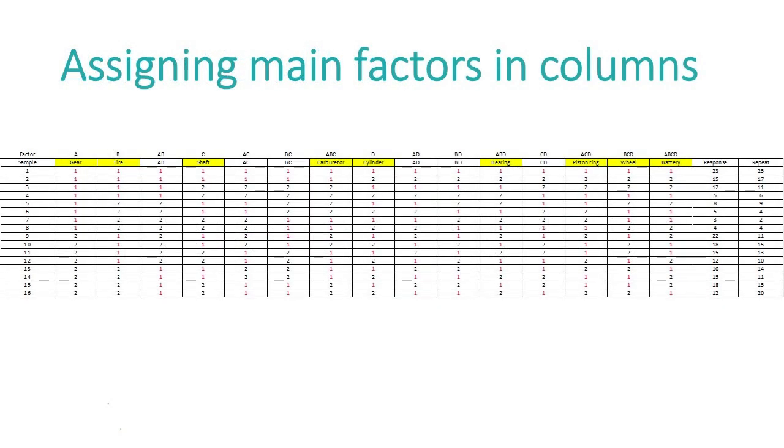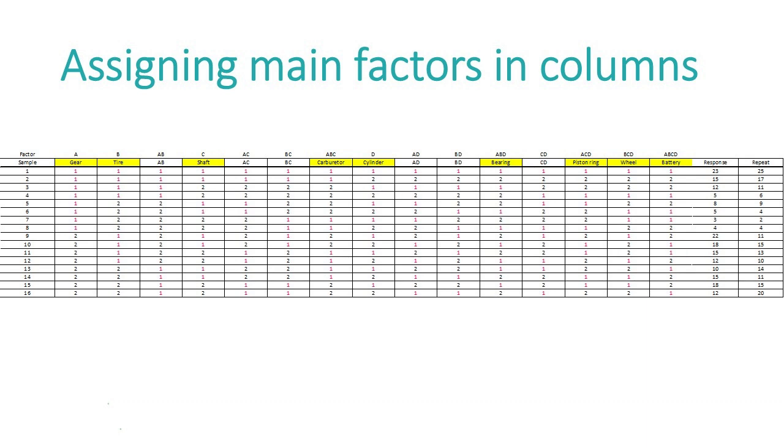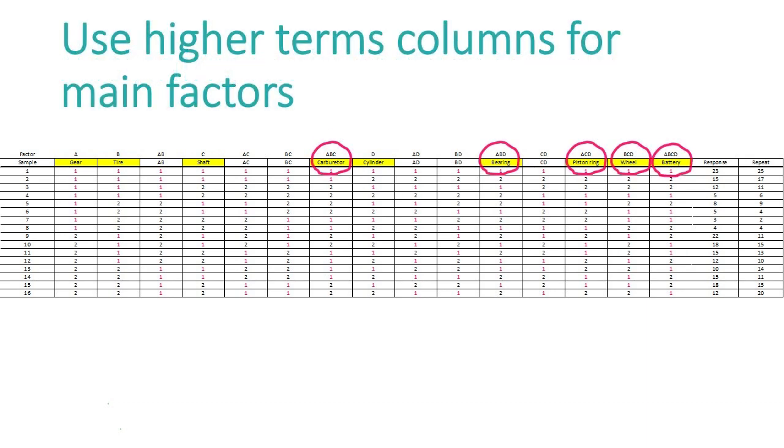The L16 orthogonal array has 15 available columns, but here's an important tip. You don't need to use all 15. In fact, I recommend assigning up to 9 main factors and saving the rest for the interaction terms like AB, AC, AD, and so on. In this template, I've highlighted in yellow the columns I recommend using. These are mostly single term, 3-way, and 4-way interaction columns.